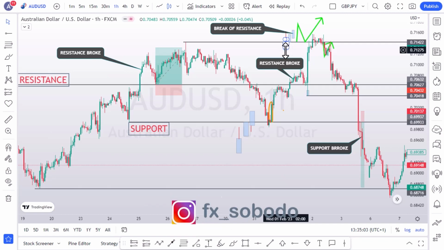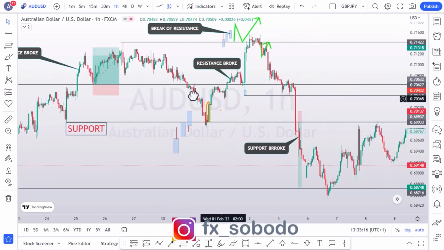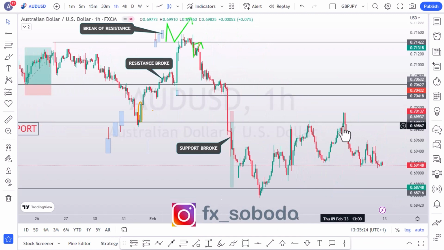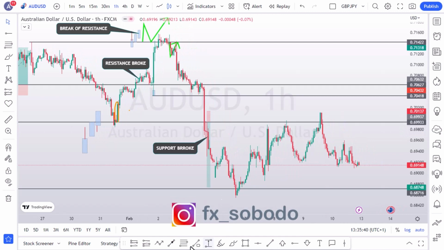This was not a break of support, resistance rather. This also never was a break of resistance. This was a break of resistance because it traded above our resistance, as you can see here. So the same phenomenon here. This candle traded above our resistance, but it was still holding. That was not a break of a resistance. And the next candle shot back into our zone of resistance.